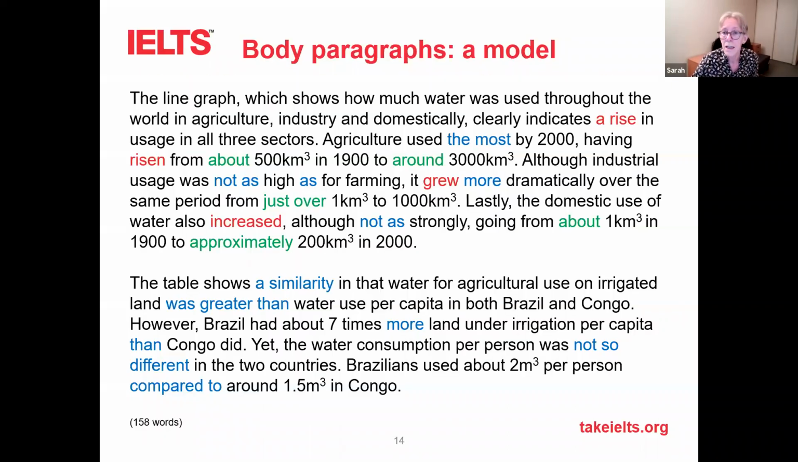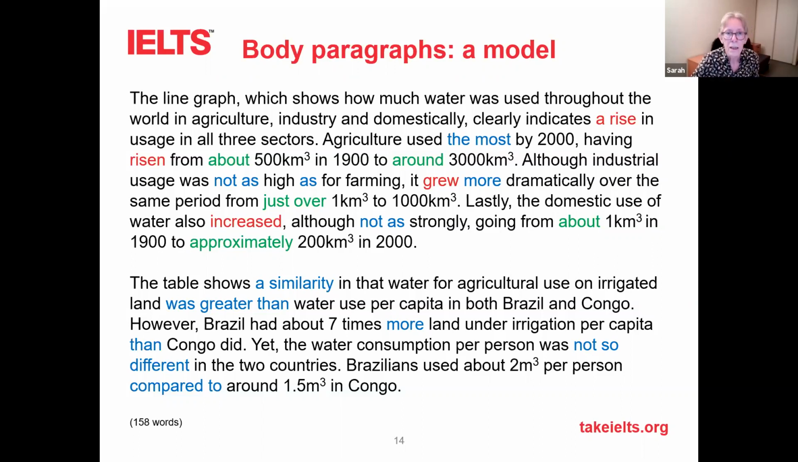And yes, obviously the language in red is for showing the changes, that standard vocabulary for describing bar charts, line graphs, etc. So grow, increase, rise, that sort of thing.